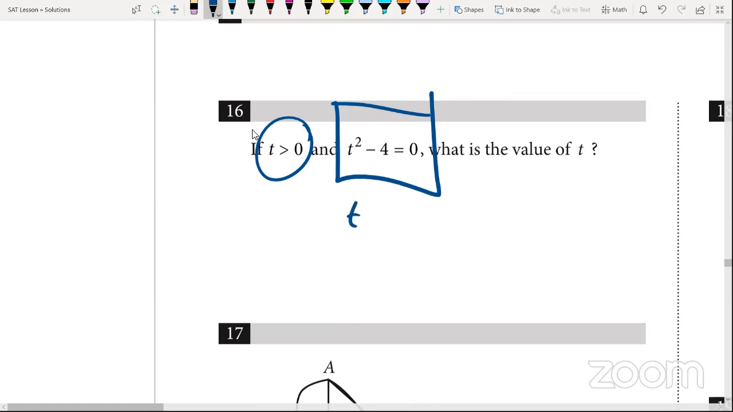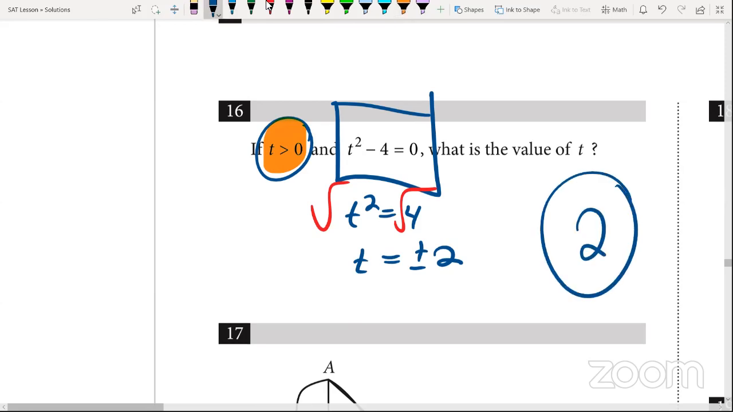Add 4 to both sides. T squared equals 4. Now you can take the square root of both sides, and for a square root, you have a plus and minus option. So the answer for the square root of 4 is plus and minus 2. And now it makes sense that we were told that t is greater than 0 because we know we need to pick the positive one. So positive 2 is our answer for number 16.